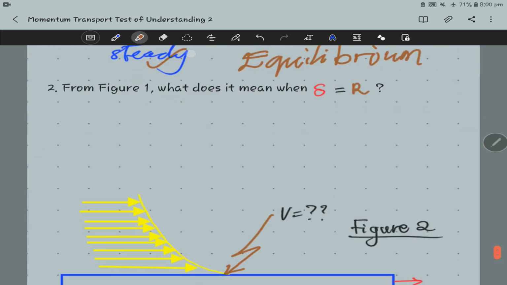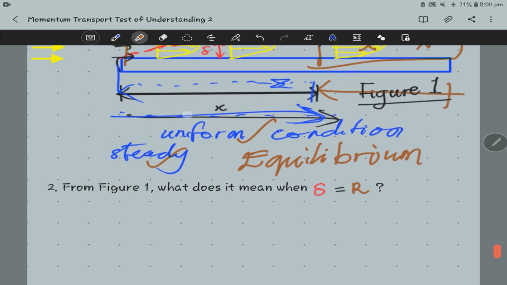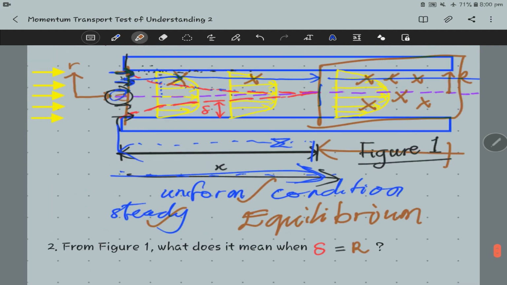Okay, all right. So now another question is saying that from figure 1, which is what we're having here, what does it mean when this sign here is equal to this? If you've been following, you know what these two signs mean. Clearly this r here is basically the radius, the full internal radius of the cylinder. And this one right here is basically the boundary layer thickness, which is illustrated at this side.